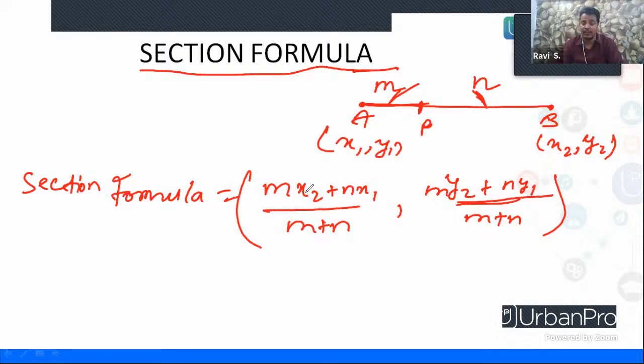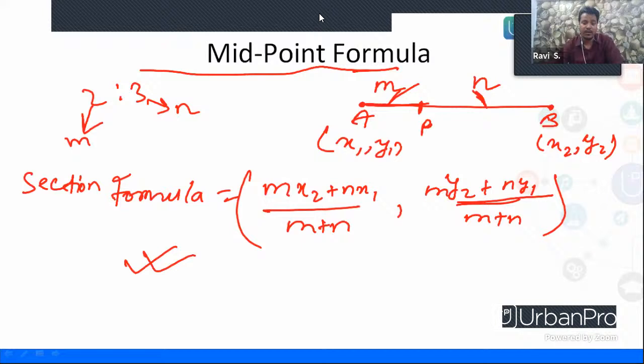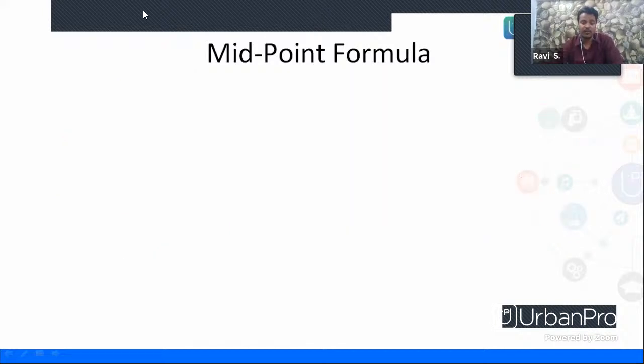Let me repeat it again: (mx2 plus nx1) by (m plus n). And what are m and n here, guys? m and n here are the ratio. Suppose the ratio given is 2:3, then in this case m is 2 and n is 3. Good. So we'll use this formula and try to solve one more question here, before we go on to solving the examples.